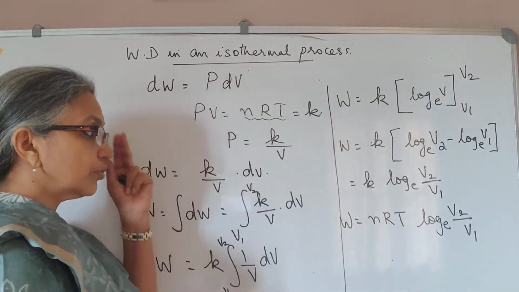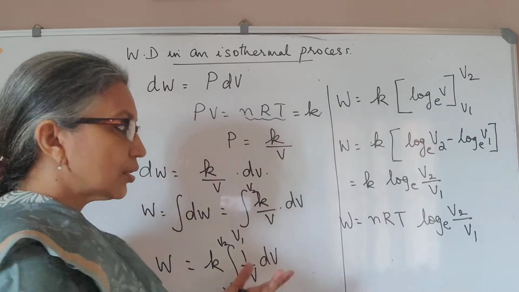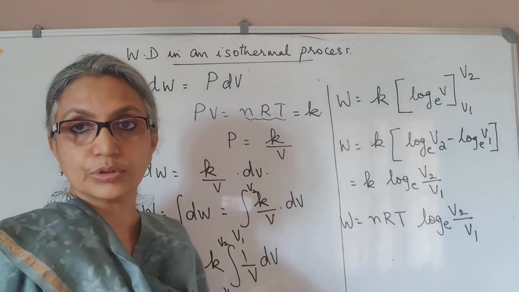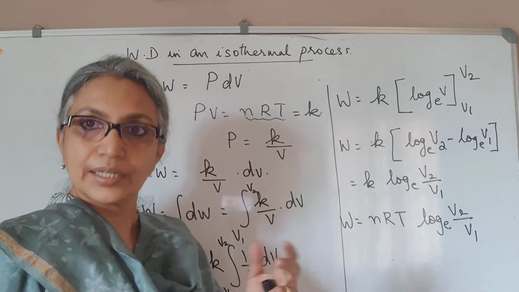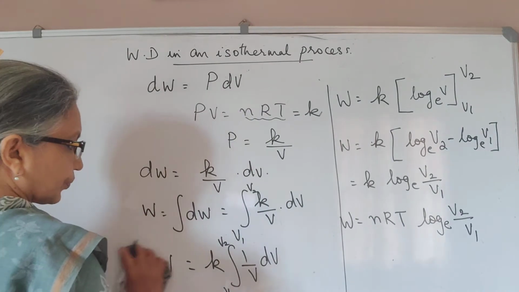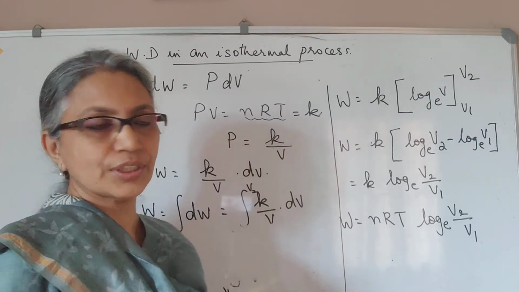So this is the derivation we needed to find the work done in an isothermal process. Same thing we are going to do for work done in an adiabatic process. I told you in an adiabatic process there is no heat transfer allowed, so there will be a change in temperature.